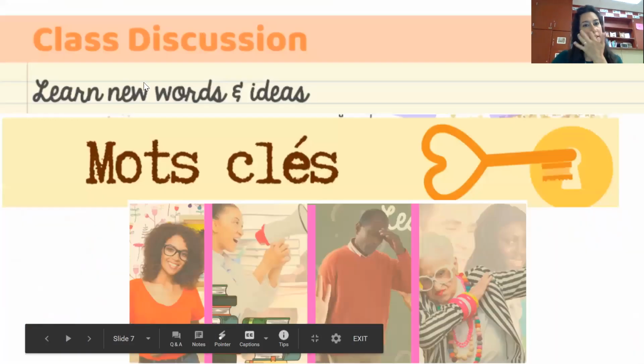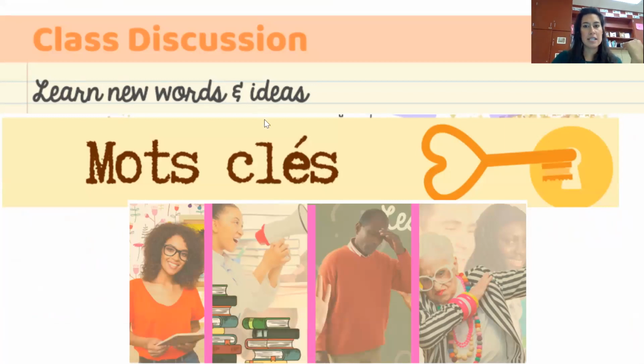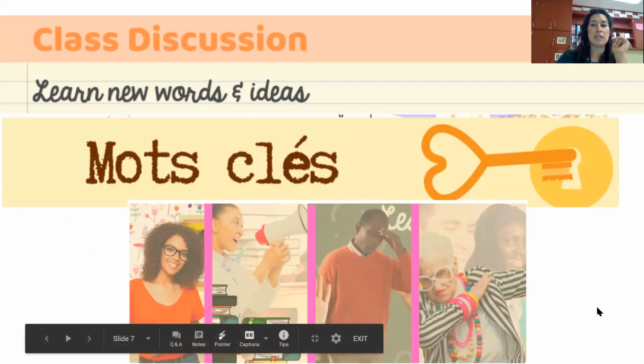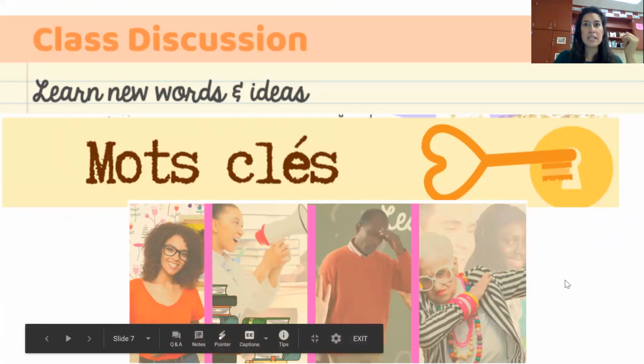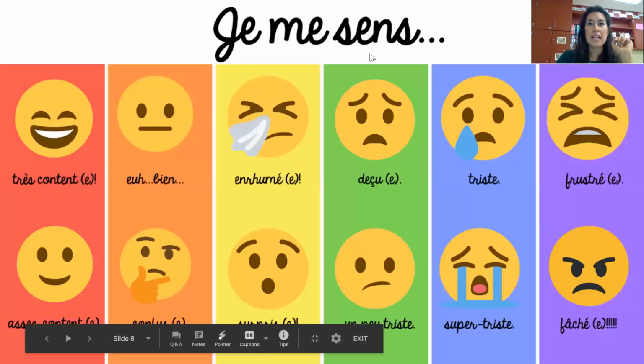Okay, so for this class discussion, you're going to learn some new words and ideas, and you can be typing your keywords as you go. You can have this on one half of your screen and then the video on the other. And then after that, you're going to find the guided oral input, just a few more questions based on the discussion for today. Okay, so en français, on y go.